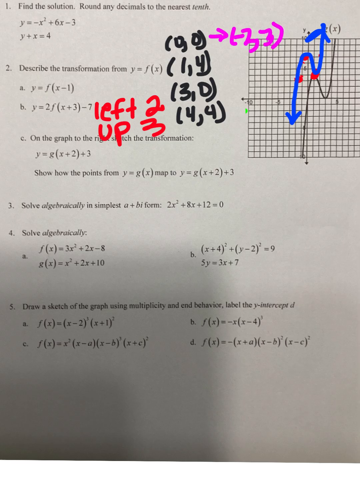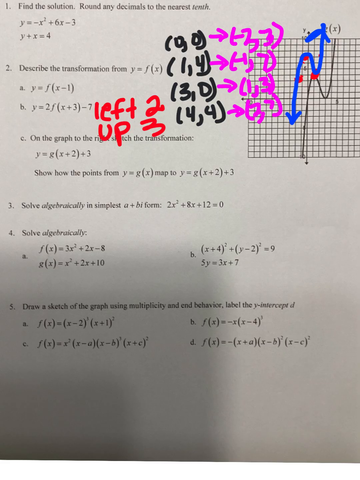All right, and then 1, 4 went left 2, so that's negative 1. And then up 3, 7. All right, and then we had 3, 0 went left 2, so that's 1, and up 3, so that's 3. And then 4, 4 went left 2, so that's 2, then up 3, 7.